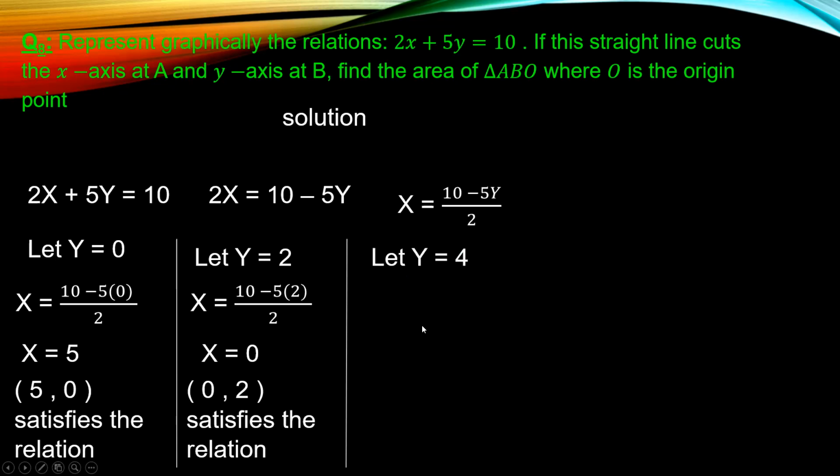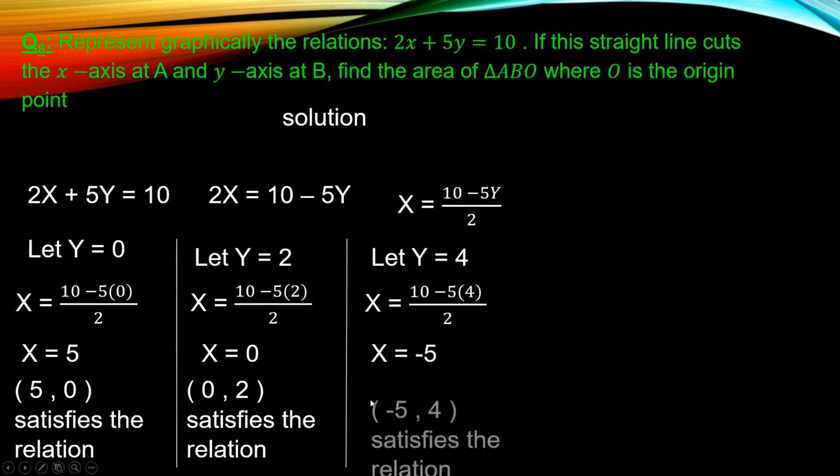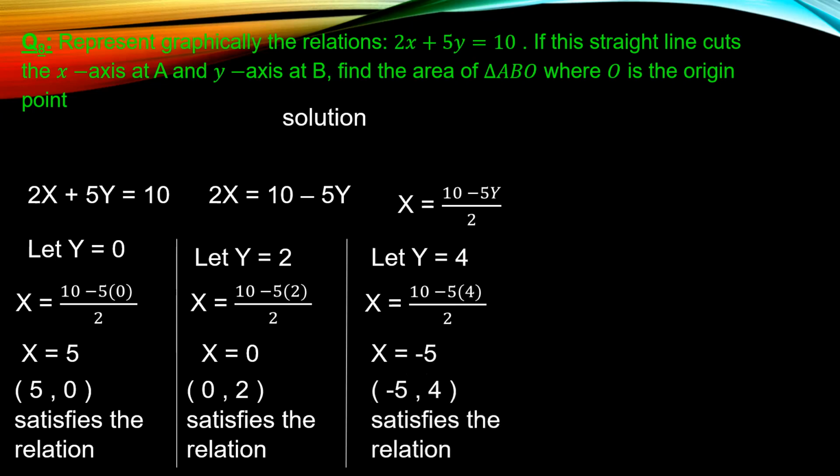To get the third point, I will let y equal 4. Here x equals 10 minus 5 times 4, the value of y. So 10 minus 20. 5 times 4 equals 20, so it will be 10 minus 20 equals negative 10. Negative 10 divided by 2 equals negative 5. So this ordered pair will be (-5, 4).